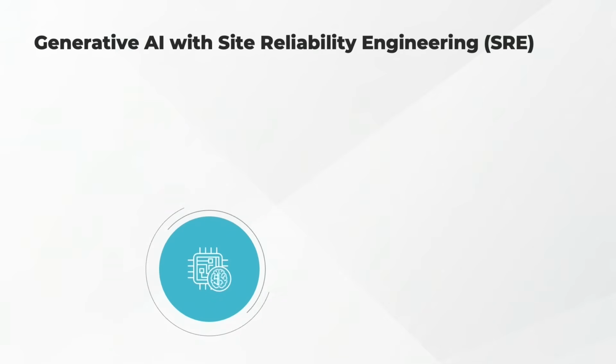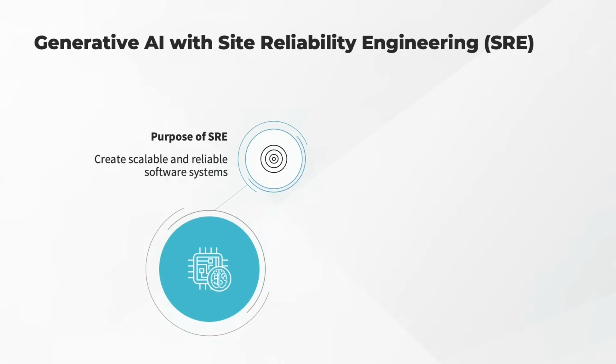All right, now let's turn to generative AI with site reliability engineering. So, site reliability engineering is a discipline that incorporates aspects of software engineering and applies them to infrastructure and operations problems. The main goal is to create scalable and highly reliable software systems. It involves practices like monitoring, automation, and designing for reliability.